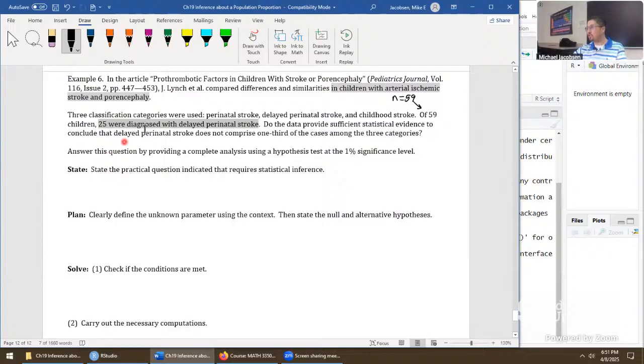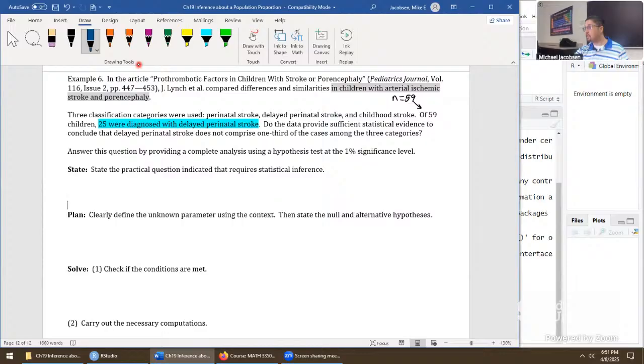That's interesting because there's 2 other categories, but it seems to suggest by that line, that's the category we're interested in, delayed perinatal stroke. The question says, do the data provide sufficient statistical evidence to conclude that delayed perinatal stroke, came up again, more evidence it's a success, does not comprise 1/3 of the cases among the 3 categories? Seems like this is what we are indicating as success, delayed perinatal stroke.